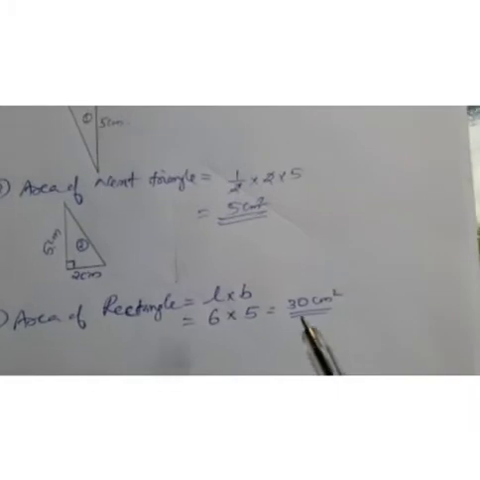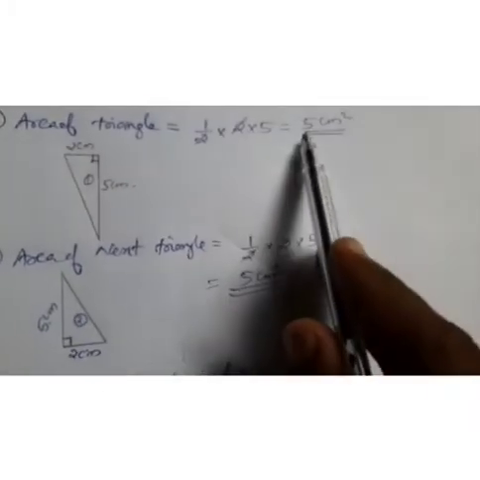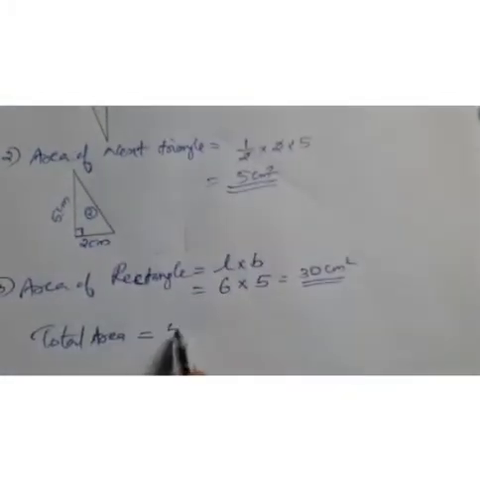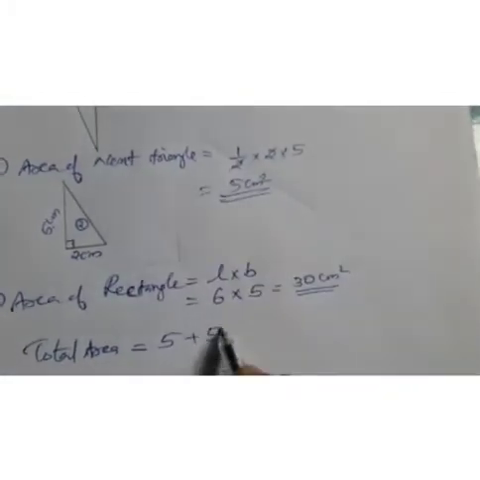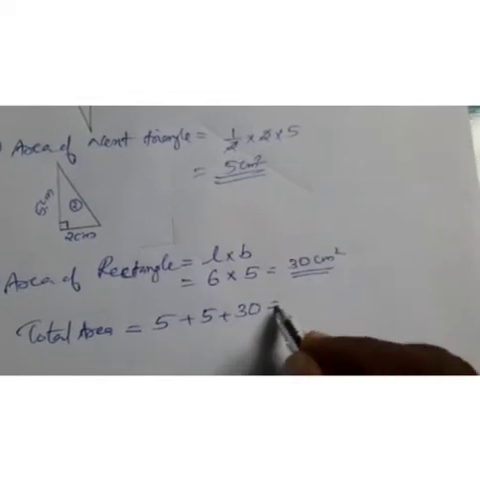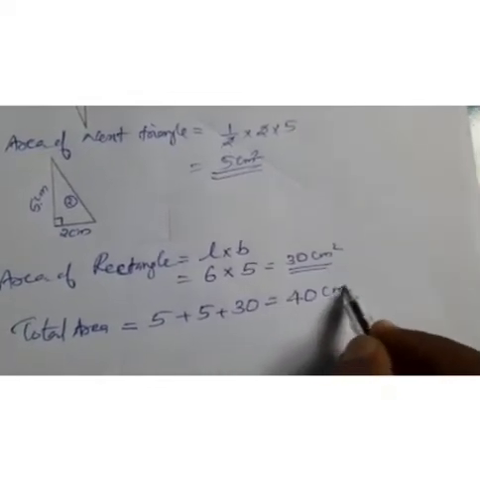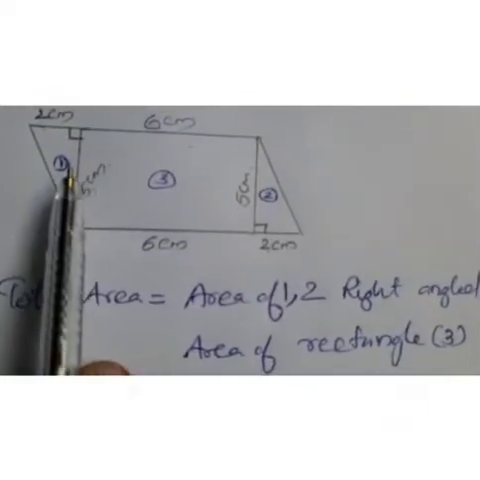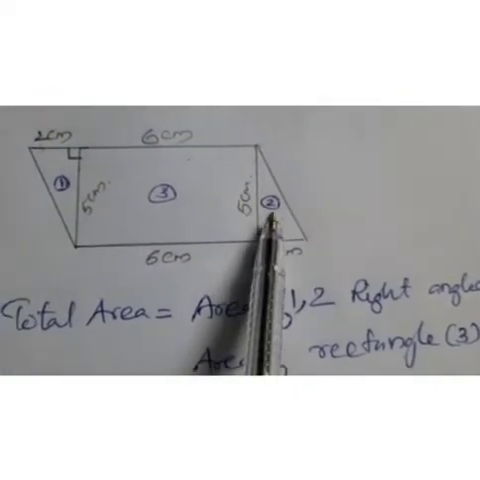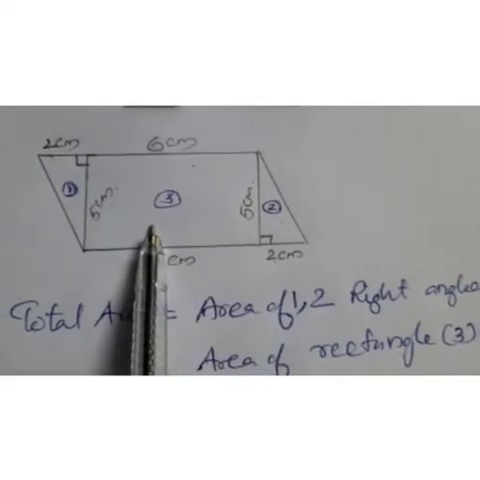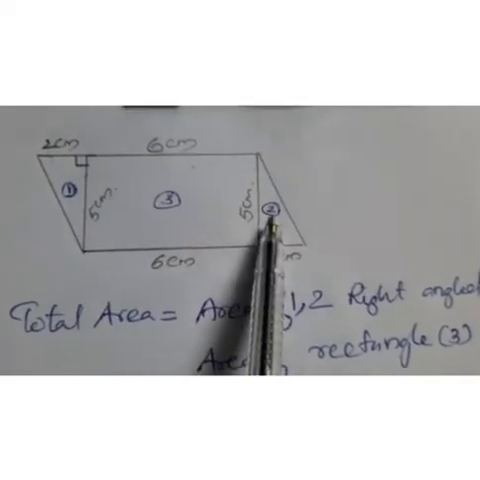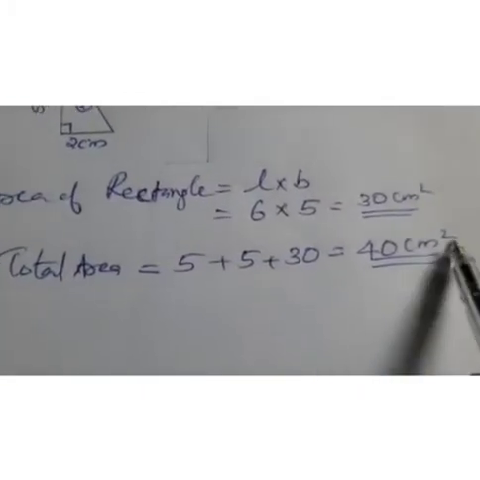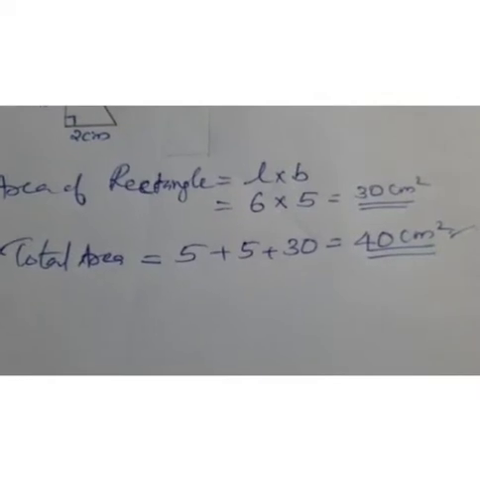So the final answer becomes 30 plus 5 plus 5. Total area: 5 cm square plus 5 cm square plus 30 cm square. How much will you get? 40 cm square is the total area of this figure. Area of triangle plus area of the second triangle plus area of the rectangle. So all three areas should be added together. You will get the total area of the figure as 40 centimeter square.